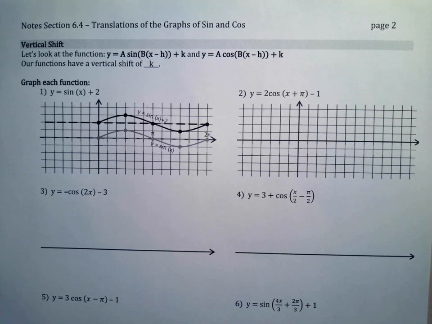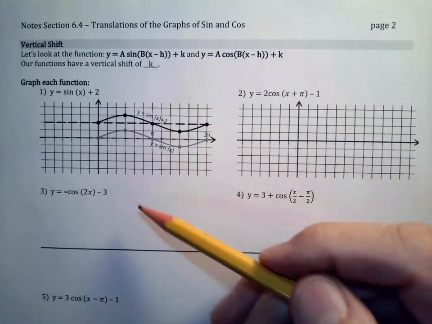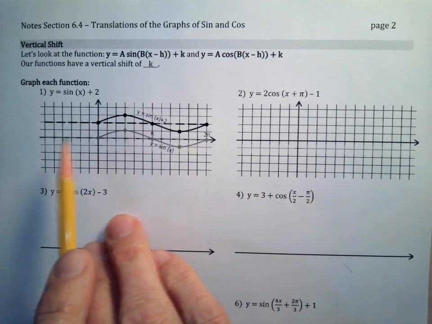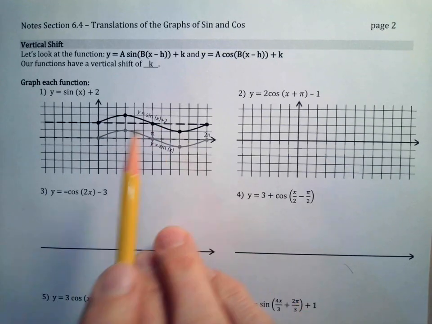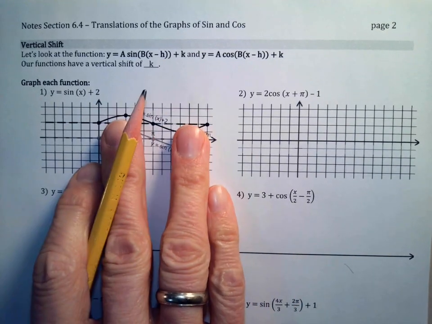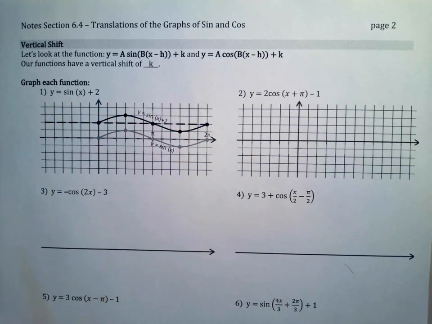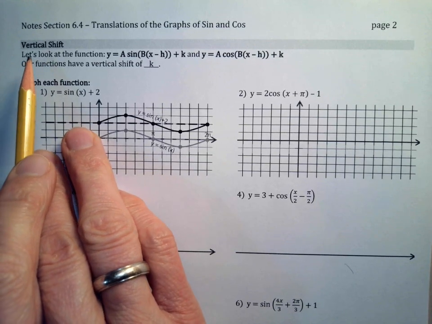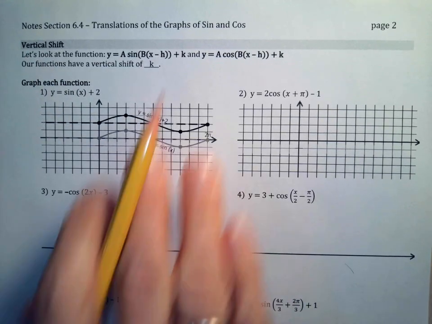All right, so this video is for page 2 of the notes for section 6.4. We've done translations, transformations of sine and cosine functions. We've done stretching in the vertical direction with amplitude. We've stretched and shrunk horizontally with changes in period. We did phase shift, where the whole thing just shifts to the left or to the right. And now we're going to do our last type of translation, and it is the vertical shift. So we're translating up or down in this case.